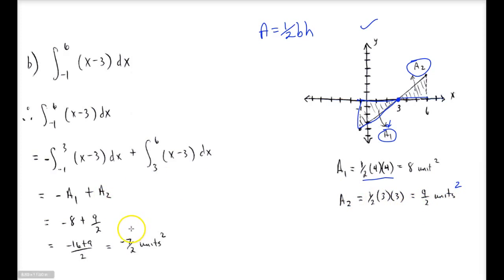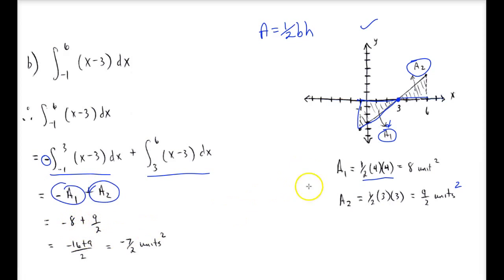Now all we do is subtract these two, because since A1 is under the x-axis, enclosed between the function below the x-axis and the x-axis, we have to make that negative. So you start off by knowing that the area from -1 to 3 is negative, and the area from 3 to 6 is positive. And of course, it's expressed this way.